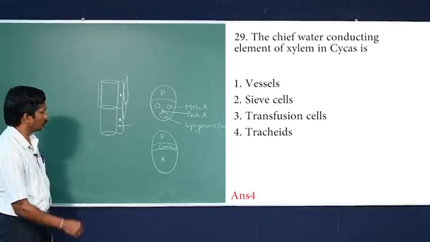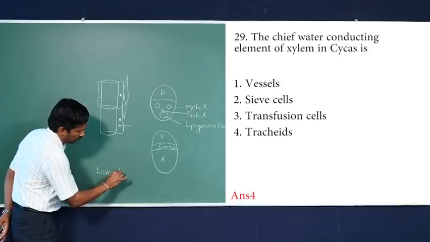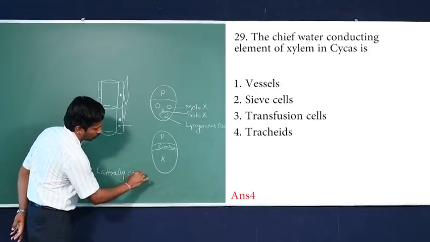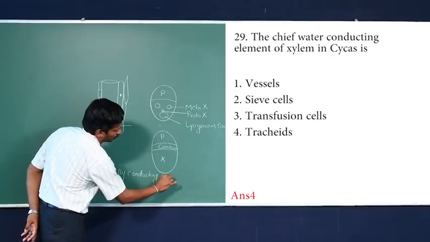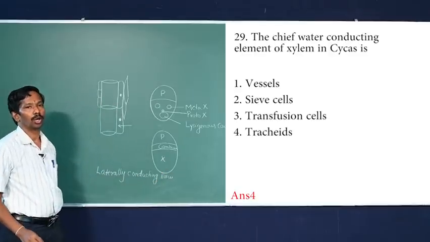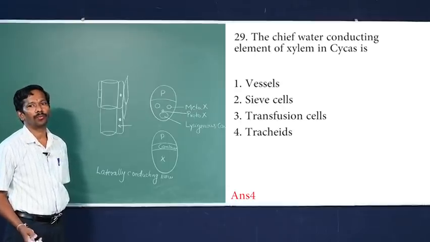Whereas transfusion tissue represents a lateral conducting tissue in the leaf of cycas. So option 3 is not possible. Sieve cells are anyway food conducting tissue. So answer should be 4 for 29.